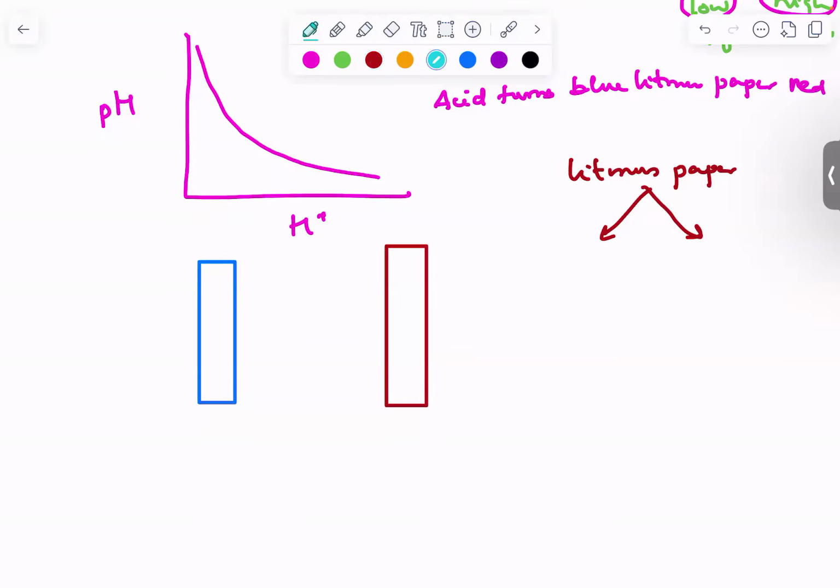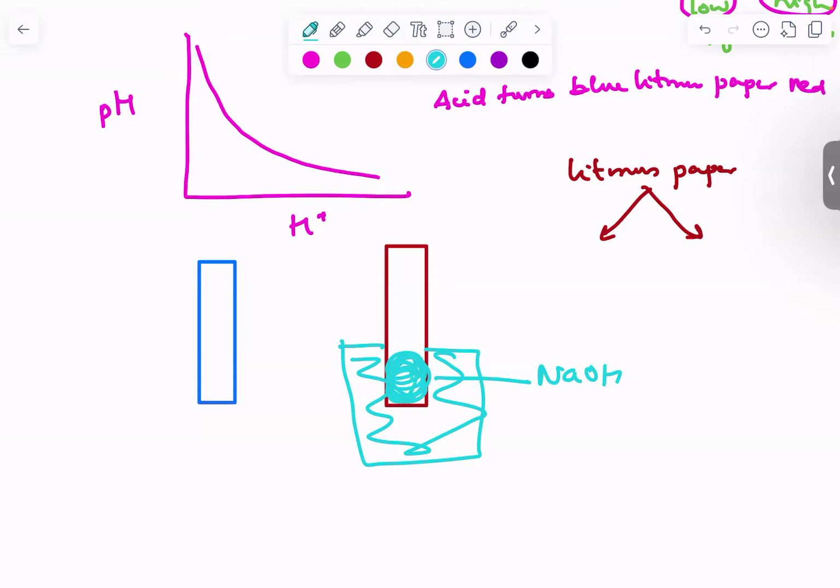If you put a red litmus paper in an alkali like sodium hydroxide, the red paper would turn blue. I hope you got it. The rest would stay red. It depends on the extent to which you dip it in the alkali. Are you getting my point? For example, I dipped it till here, so it has turned blue.